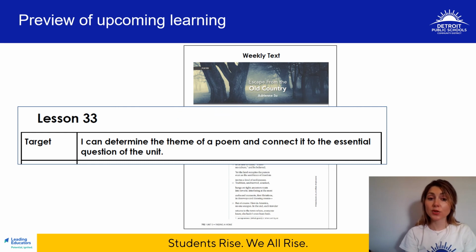Tomorrow, we have the privilege of engaging with the concept of theme. So tomorrow's learning target for lesson 33 is, I can determine the theme of a poem and connect it to the essential question of the unit. Now, you know that these are my favorite types of lessons, simply because it brings all of our learning front and center. And it features the essential question. So I'm really excited about that. I hope you are too.